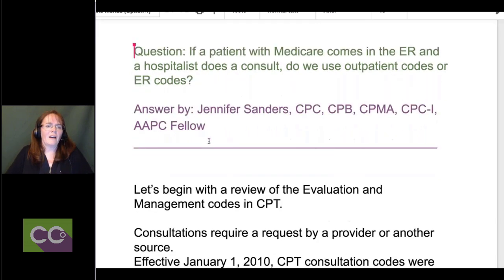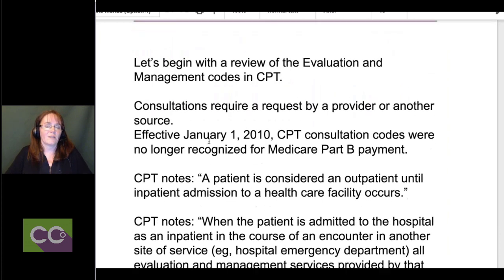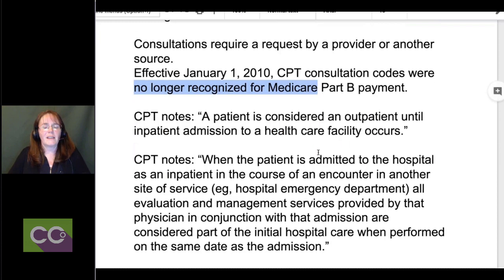So we remember that consultations, effective January 2010, you can't use them for Medicare at all. So not even billing a consultation type of E&M. And it would also require a source of a request of another provider. So, of course, that's not in this case if they went to the emergency room.